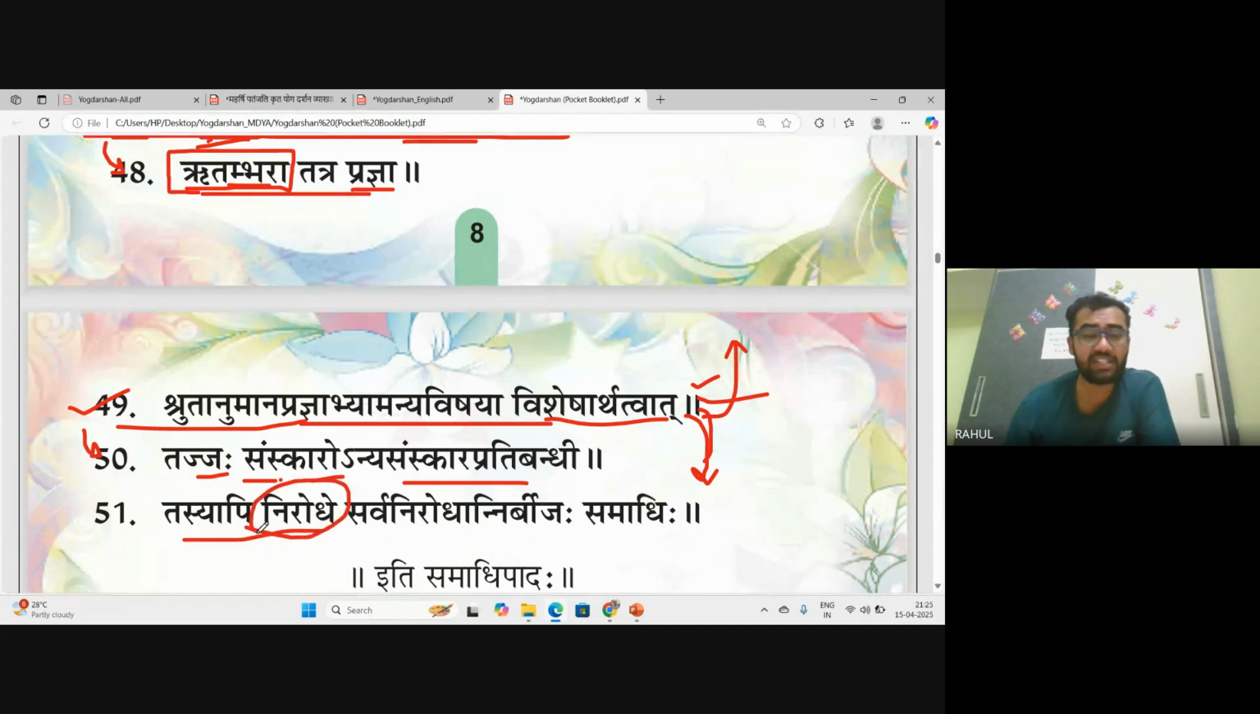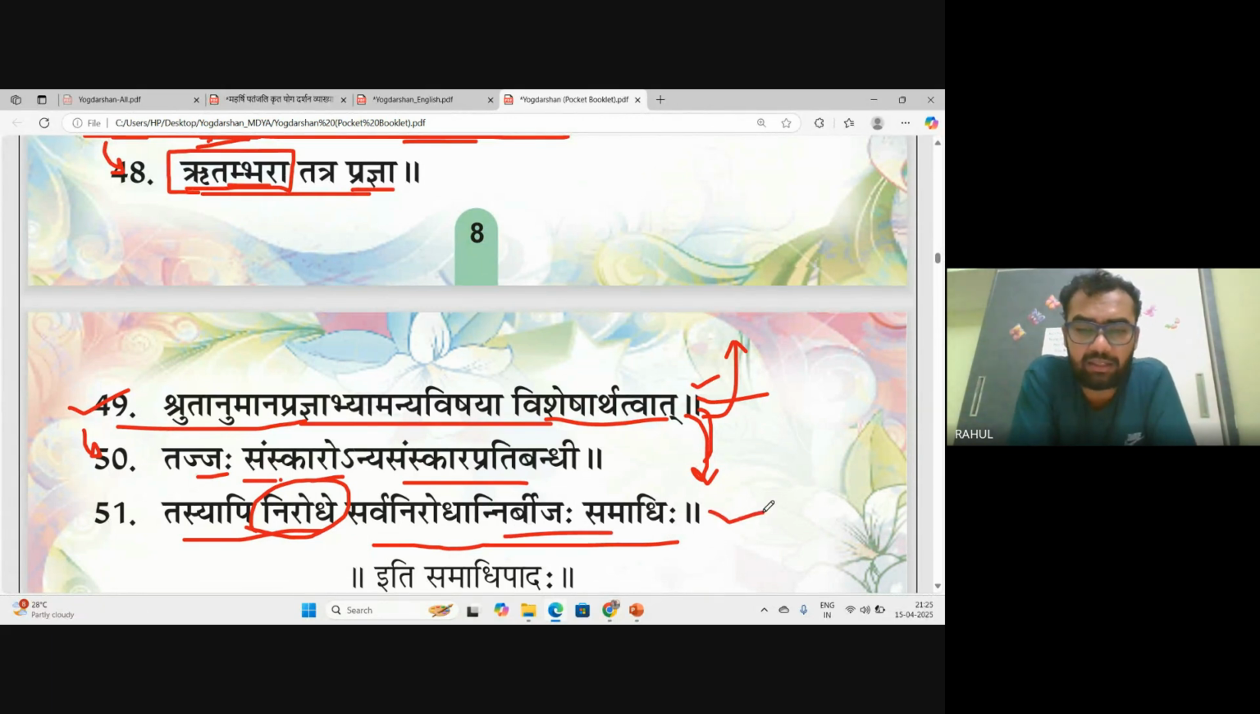Tasyapi nirodhe, sarva nirodha, Nirbija Samadhi. Then we call it Nirbija Samadhi. And Nirbija Samadhi means no chance of getting back. It means moksha, Kaivalya. So this is the process of achieving Kaivalya according to Maharshi Patanjali.